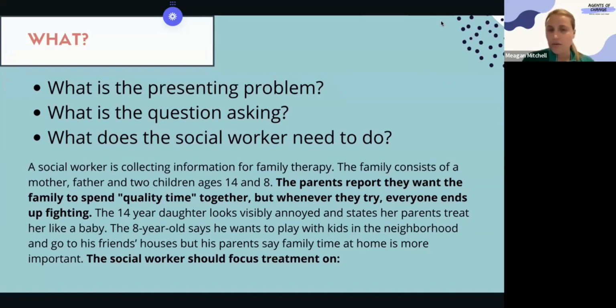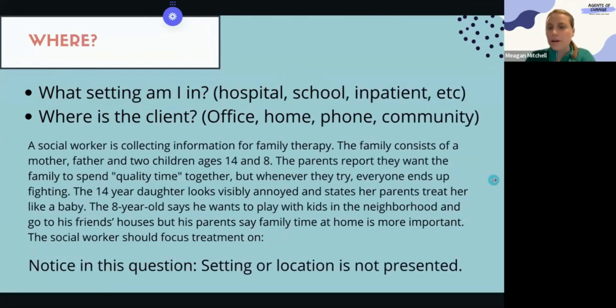Family therapy, I don't know if any of you do family therapy, but I think it is the most amazing skill if you can be a very skilled family therapist, just because it's very tough work. You're bringing together lots of personalities and doing a lot of communication work. So we have our who, we have our what, and now the where.